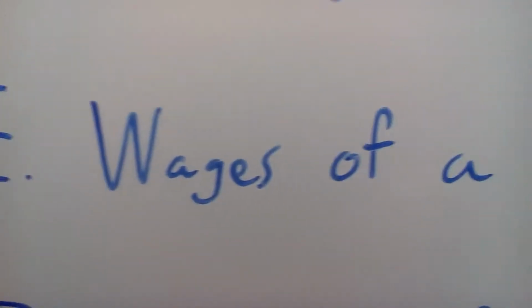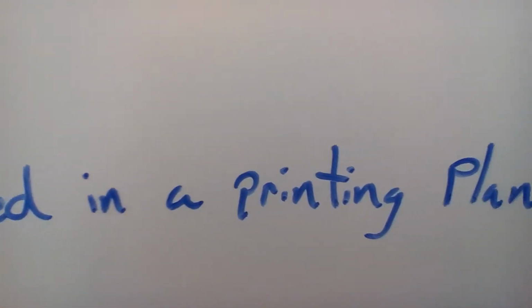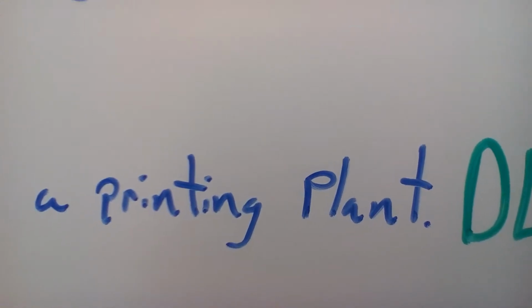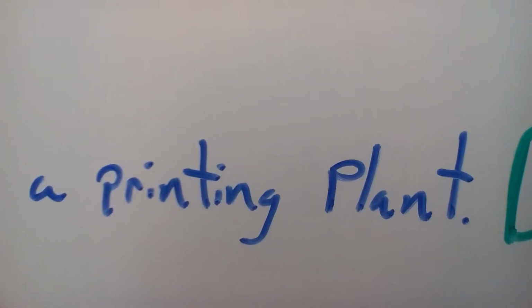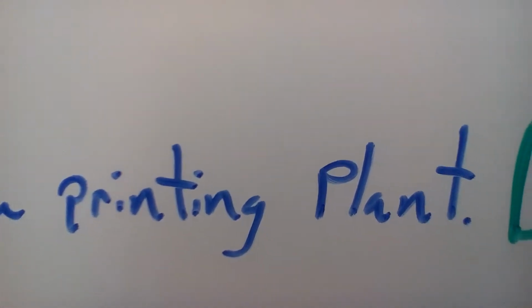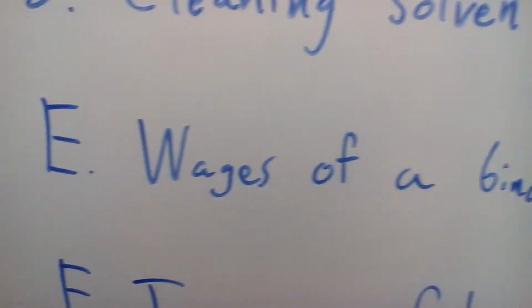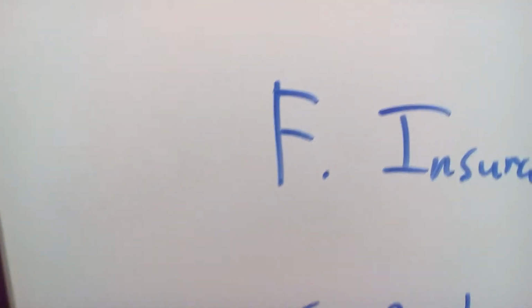Okay, E, wages of a binder employed in a printing plant. He's binding the paper to make a book. It's direct labor. He's directly working on the product, on the object, so we'll track his cost to find out how much it is.